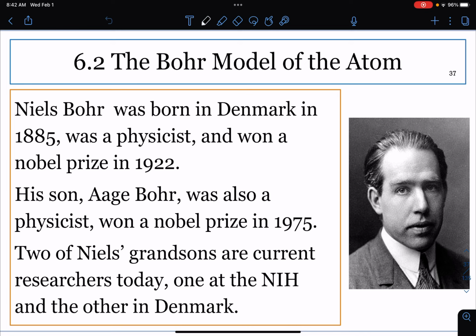The same year that he won his Nobel Prize, one of his sons, Aage Bohr, was born, who later also became a physicist and won a Nobel Prize in 1975. Two of his sons, grandsons of Niels Bohr, are current science researchers today.